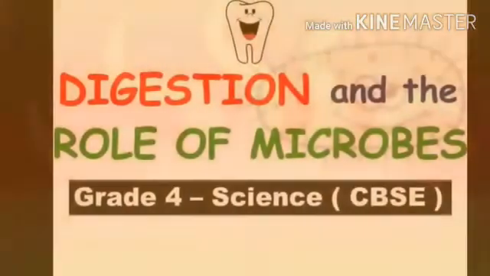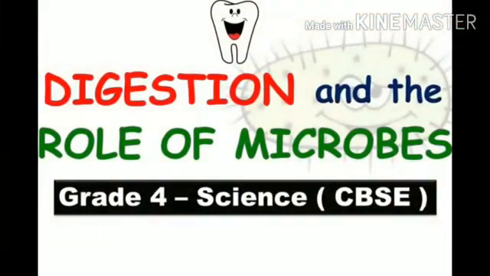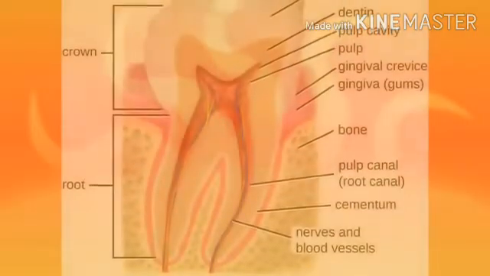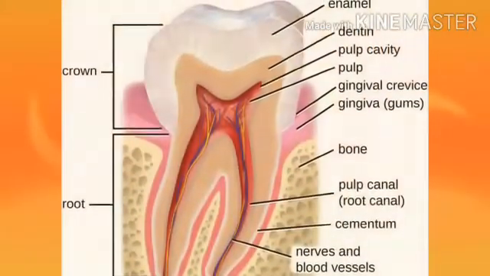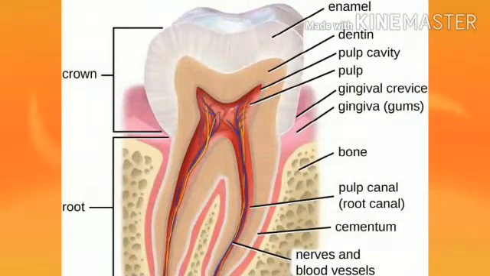Okay, last class, what we discussed, did you remember that? Yes, we have discussed digestion and the role of microbes. That is your second lesson. And in this chapter, we have discussed teeth. So, what are the types of teeth? There are 4 types of teeth: incisor, canine, premolar and molar.